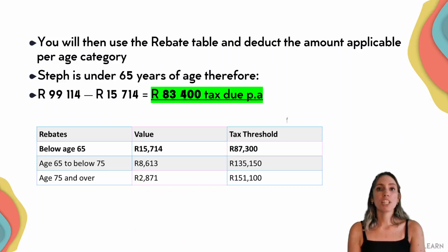So if you take the tax that was liable from the previous calculation, which was 99,114, you're going to deduct that threshold that everyone gets depending on your age category. So if you're under 65, you get the 15,714. If you're over 75, you get 2,871. So there are different rebates for each age category. So overall, Steph's tax due was 83,400. It's important to note this is per annum. So if she wanted to work out more or less what tax would be due for each month, you would then divide it by 12.